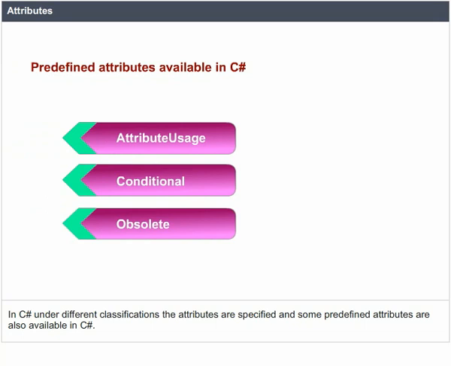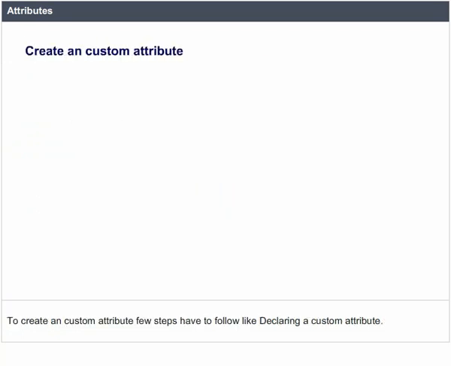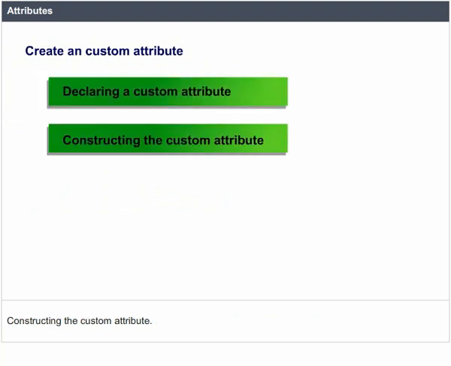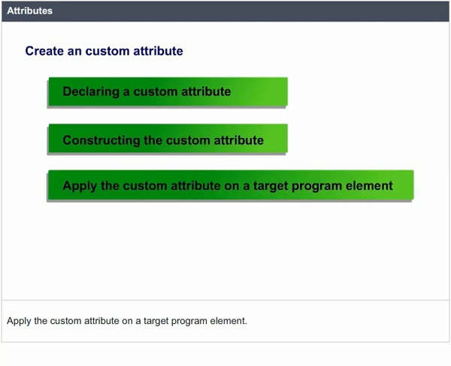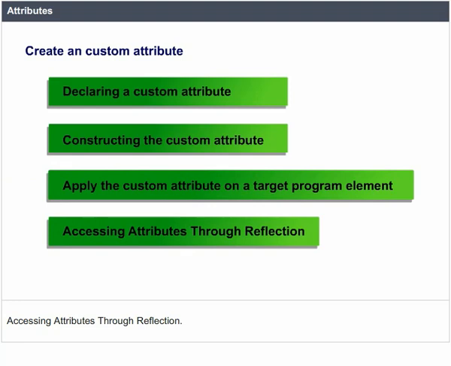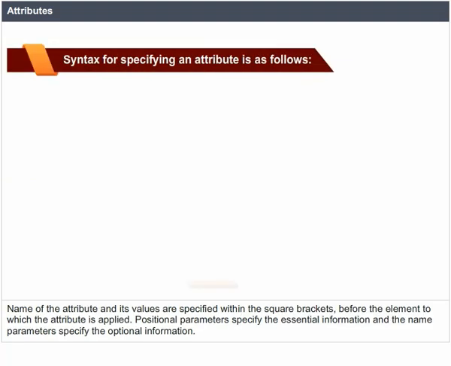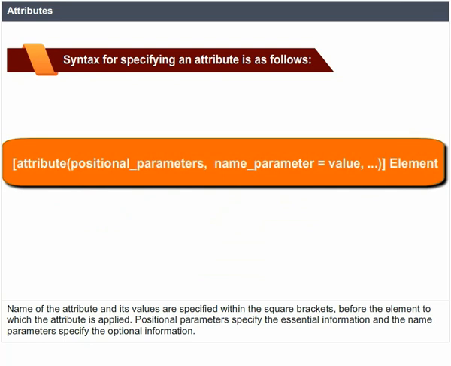Attribute usage: Conditional, Obsolete. To create a custom attribute, a few steps have to be followed: declaring a custom attribute, constructing the custom attribute, applying the custom attribute on a target program element, and accessing attributes through reflection. Attributes. The syntax for specifying an attribute is as follows. The name of the attribute and its values are specified within square brackets before the element to which the attribute is applied. Positional parameters specify the essential information, and the named parameters specify the optional information. The syntax for specifying this attribute is as follows.